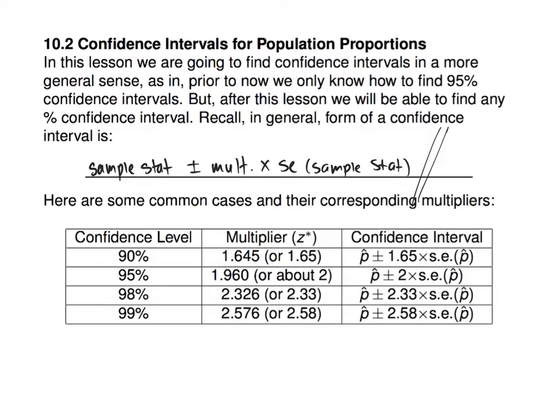In this case, what is our sample statistic? We're talking about proportions. p hat plus or minus some multiplier times the standard error of p hat. In chapter 11, we'll talk about means, and this will be x bar plus or minus the multiplier times the standard error of x bar. But for now, it's proportions. And let's think about why these numbers make sense. For 95%, we know that's about two standard deviations away from the mean, right? So that's why this is about 2.